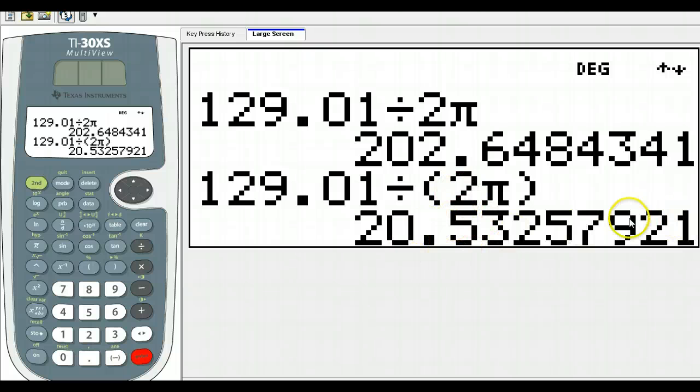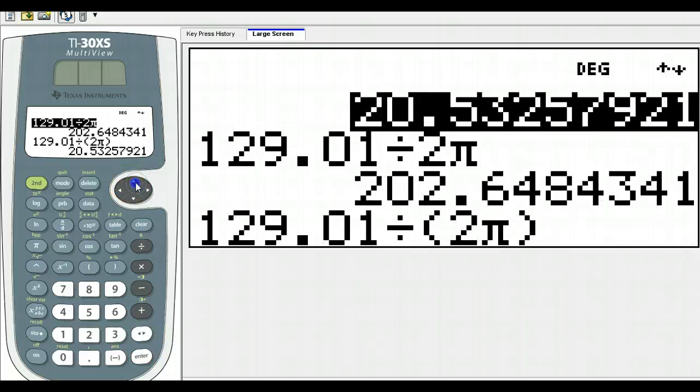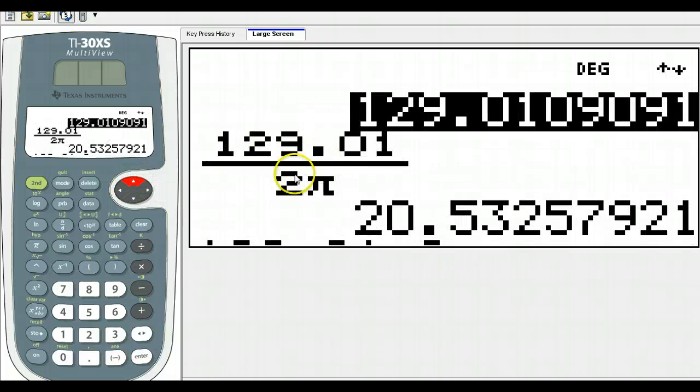So please, I hope you didn't space out too much. I know this is a long video, but that is a common mistake that kids make. See this right here? Don't do this. If you're going to use a division sign with something with more than one part to it, you have to put it in parentheses. But again, Mr. Burton recommends always using fraction mode.